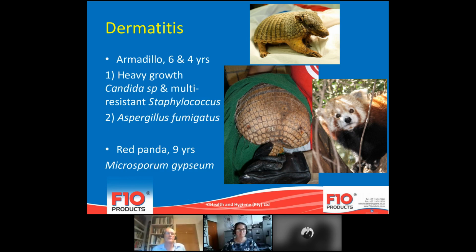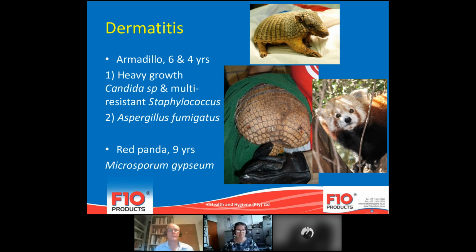We've seen a couple of cases of dermatitis in our armadillos. These are 6-banded armadillos. I don't have a great picture, I'm afraid, but the first one, Ahmed the armadillo, presented with flaking, misshapen scales, some of which you could lift away. Armadillos have ossified dermal tissue and then these epidermal scales on top. From him, we got a heavy growth of Candida and also a multi-resistant Staph.